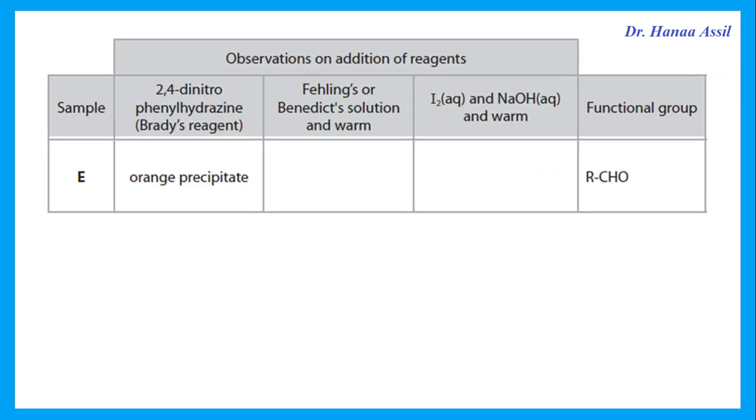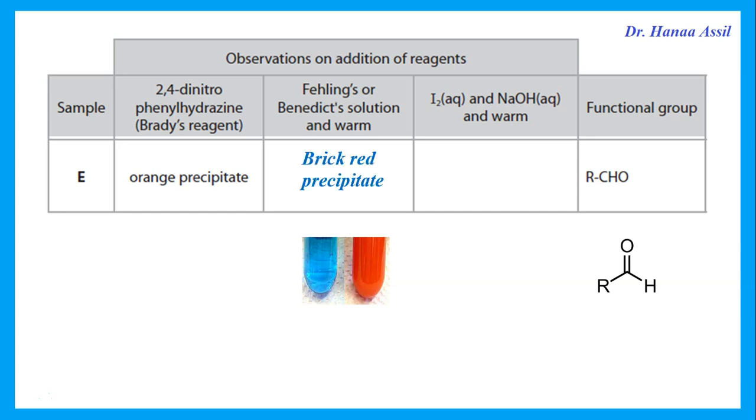Then he has another sample which he calls E, and this is the functional group that we have. So this is what? This is an aldehyde. Okay. So when he reacted 2,4-dinitrophenylhydrazine, he got an orange precipitate. This is because I have aldehydes. What about Fehling's solution? We said Fehling's solution is a test for aldehyde, so I would get a brick red precipitate. This is test for aldehyde.